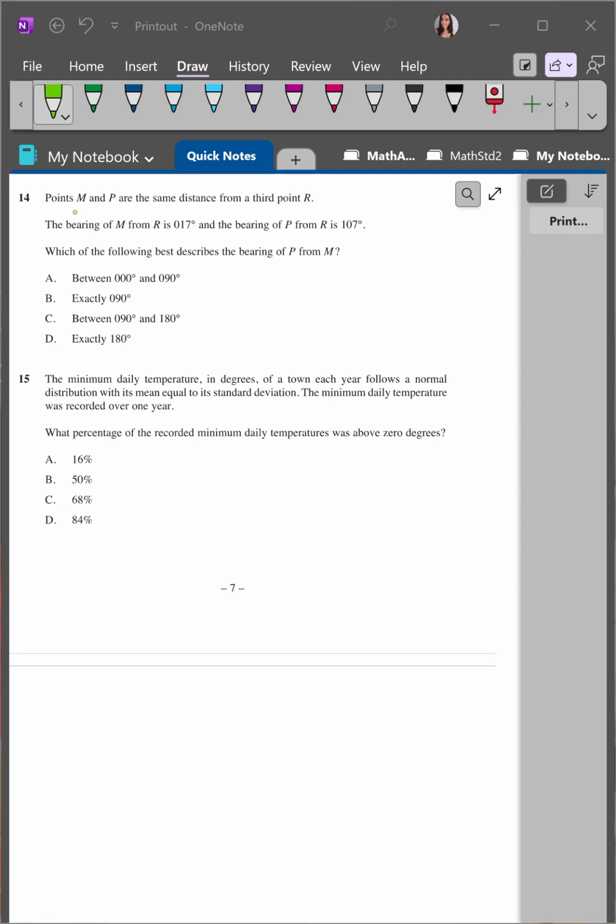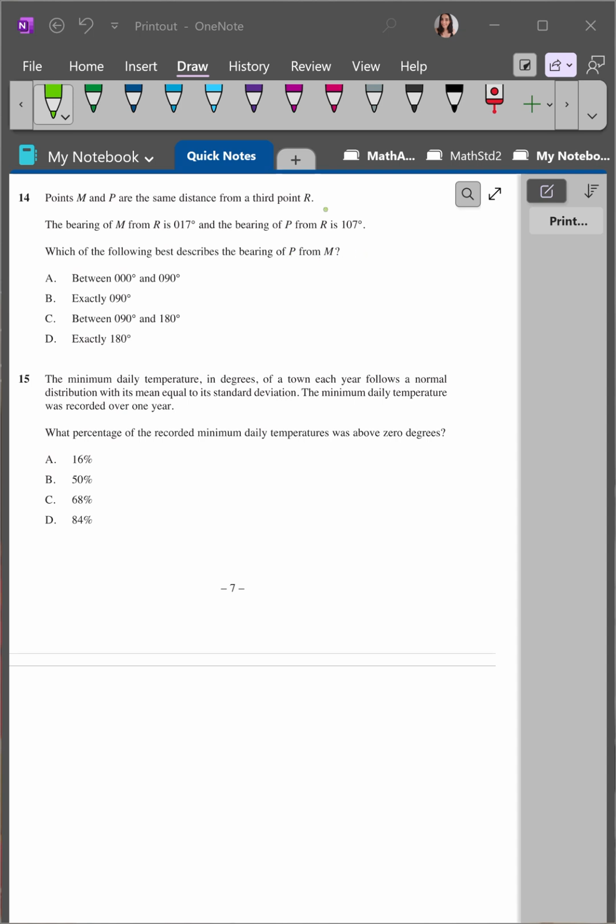Question 14. Points M and P are the same distance from a third point R. The bearing of M from R is 17 degrees and the bearing of P from R is 107 degrees. Which of the following best describes the bearing of P from M?